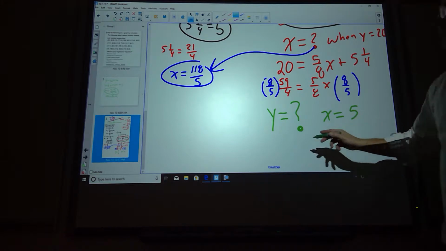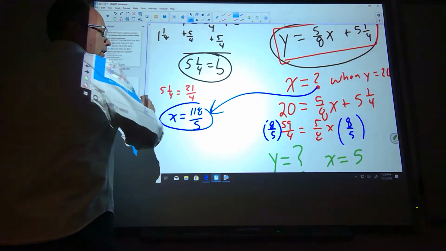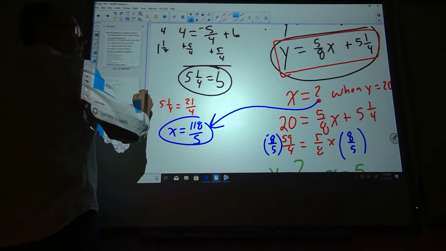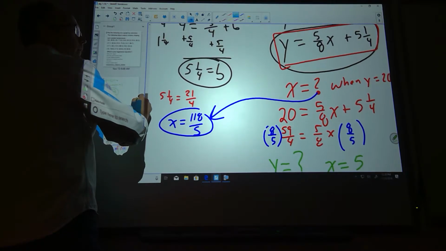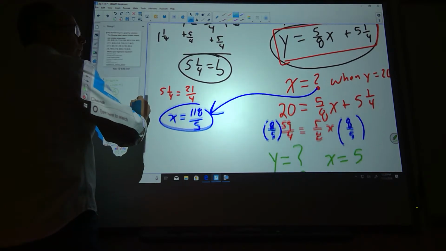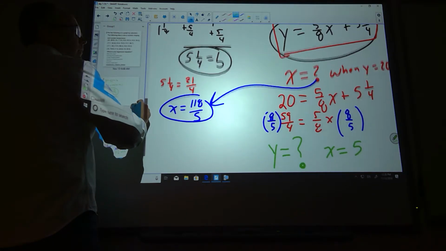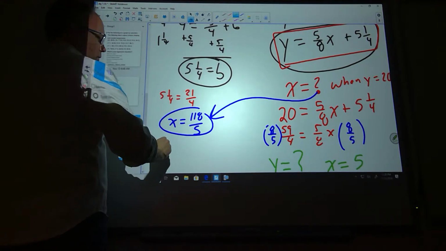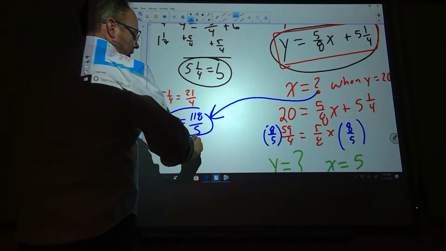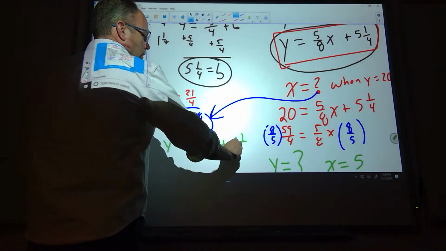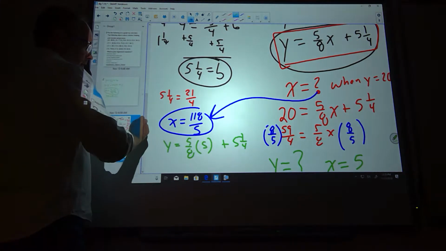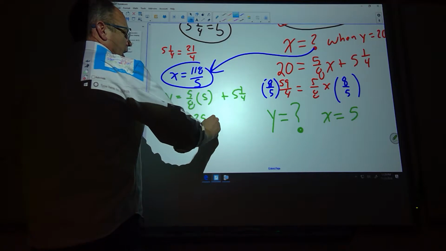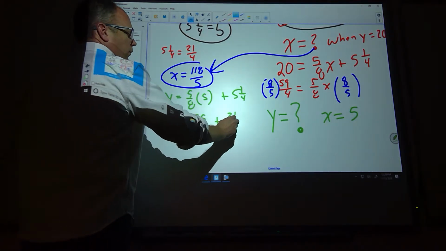So what should we do with this information and that equation? What do you think? What should I do with that 5? Replace what in that equation? In the x. I'm going to put it in for the x. So I have y equals 5 over 8 x, plus 5 1/4. Okay, I want to put 5 in there. Is that okay? So that's going to give me y equals 25 over 8 plus, and we just did this, 21 over 4, right?